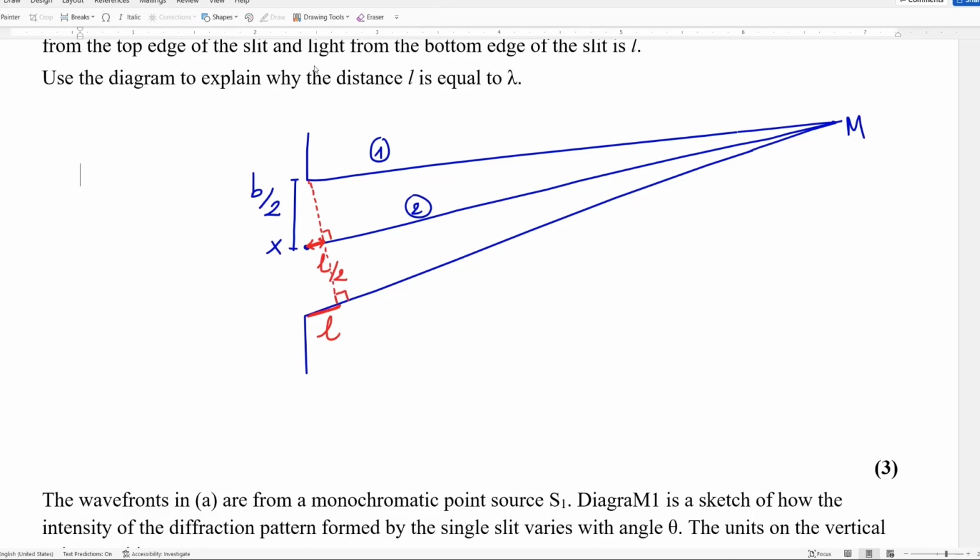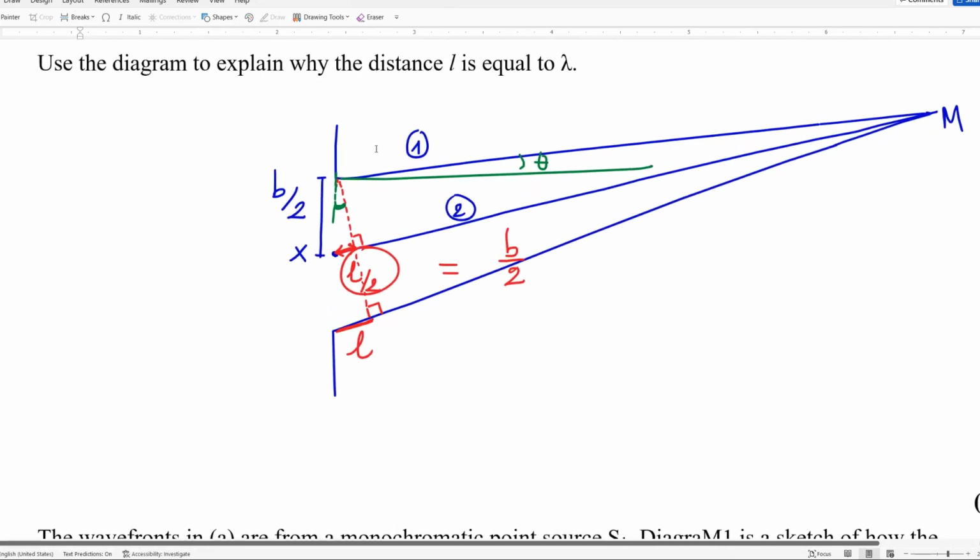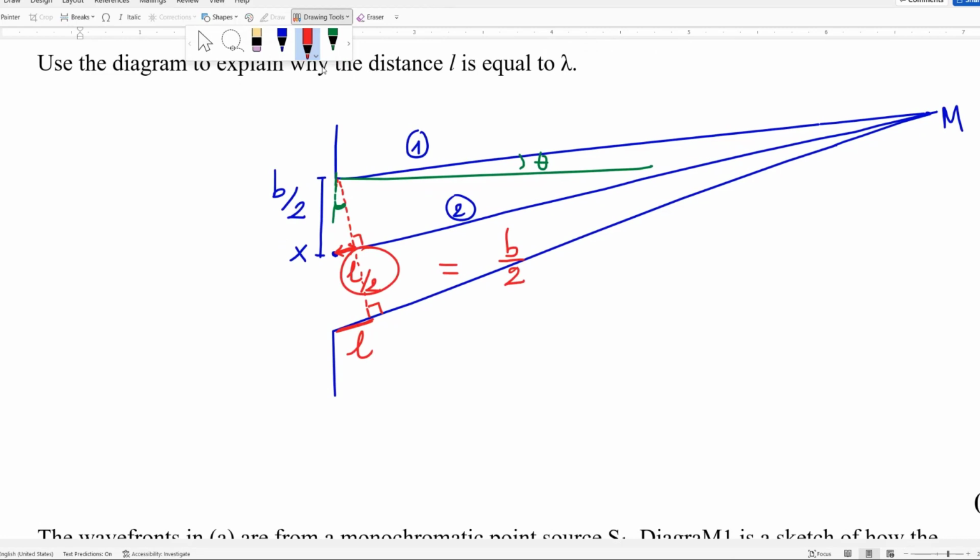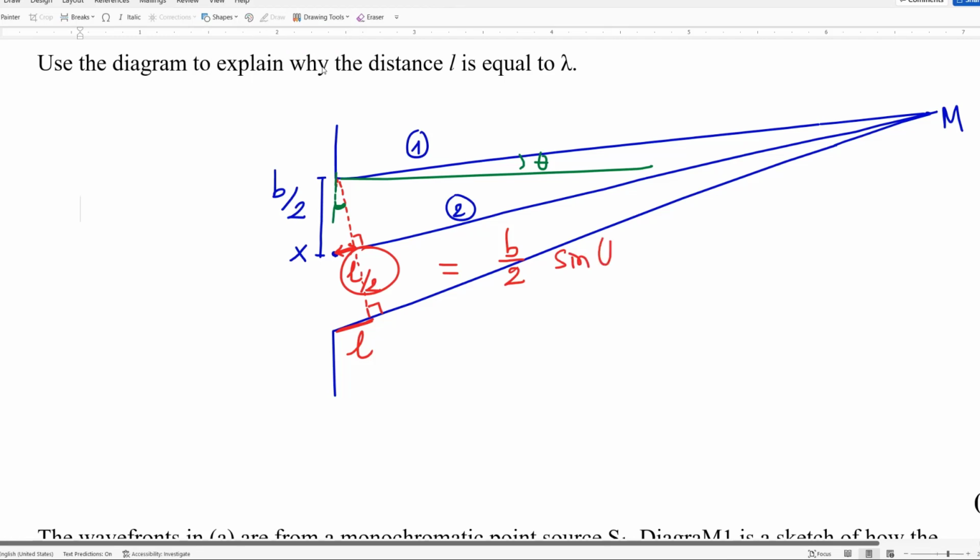That path difference L over 2 will be equal to b over 2 times sine of the angle theta, this angle. The angle theta, let me draw it, is here, theta, which is equal to this angle. So this path difference L over 2 is equal to the hypotenuse times sine of that angle theta.